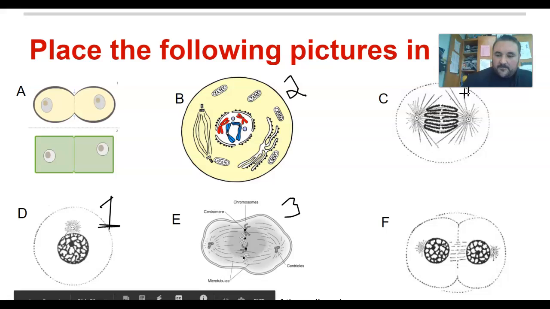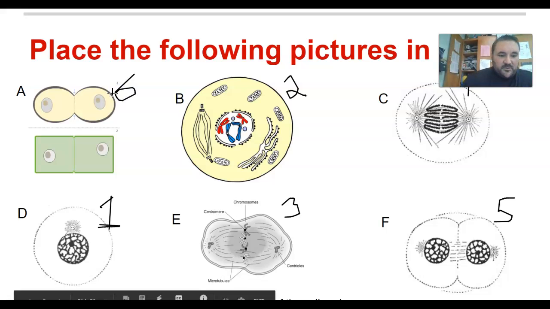Number four. As they are pulled apart, eventually a new nuclear membrane forms around each one. So this one is now number five, that is telophase. And then finally, you either have that fiber ring or a cell plate. The last one is cytokinesis, that is number six.